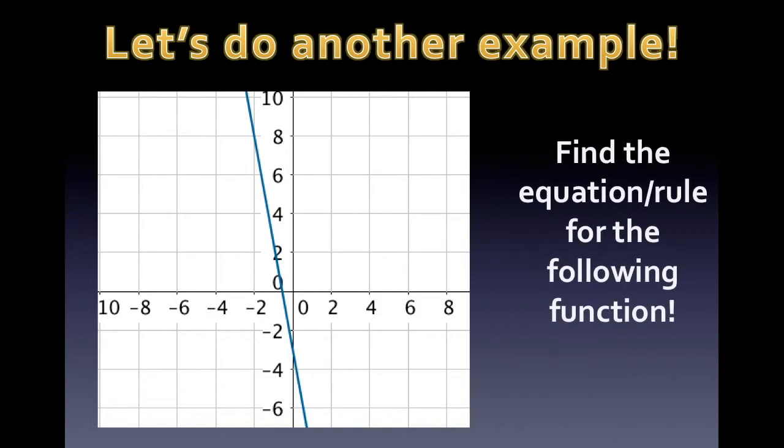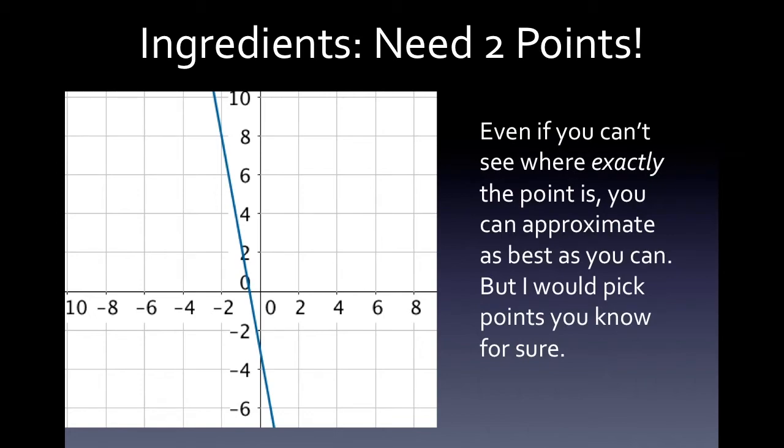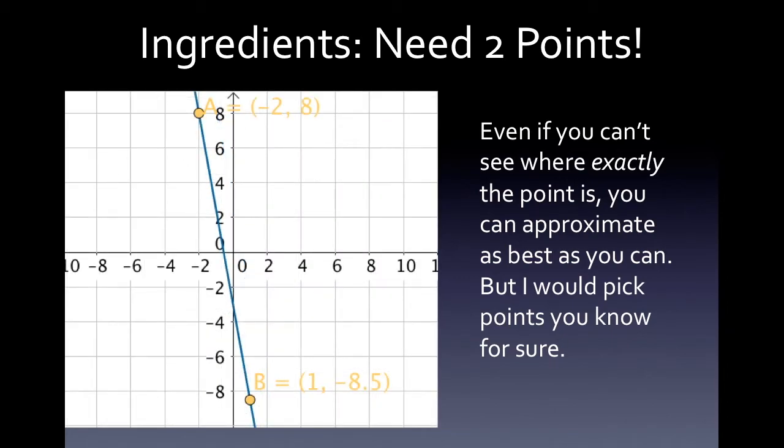So let's do another one. I want you to find the equation of the line for the following function. So here's a function. What is the first thing that we need? First, your ingredients are that you need 2 points. So again, even if you can't see exactly where the point is, you can approximate as best as you can, but I would pick points that you know for sure. So I for sure knew these 2 points on my graph.